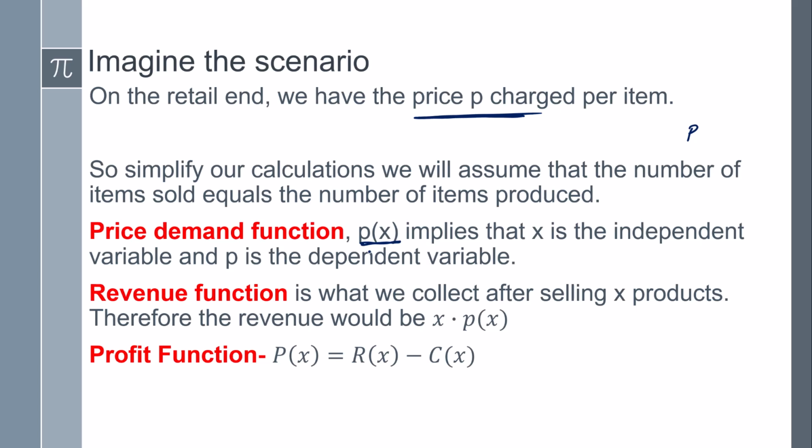Then we have the revenue function. To find your revenue, you multiply x times your price demand function. That's how much you take in, how much money you collect after selling x amount of products. And then your profit function, which is capital P of x. So we have the small p of x and a capital P of x, which is your revenue minus your cost.